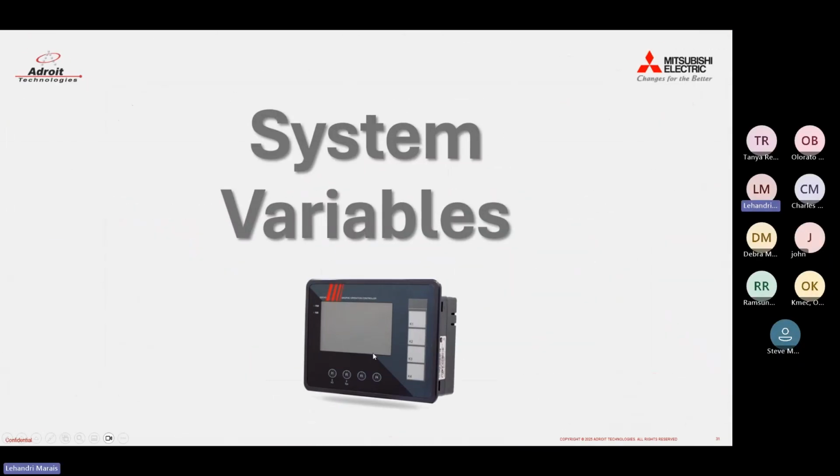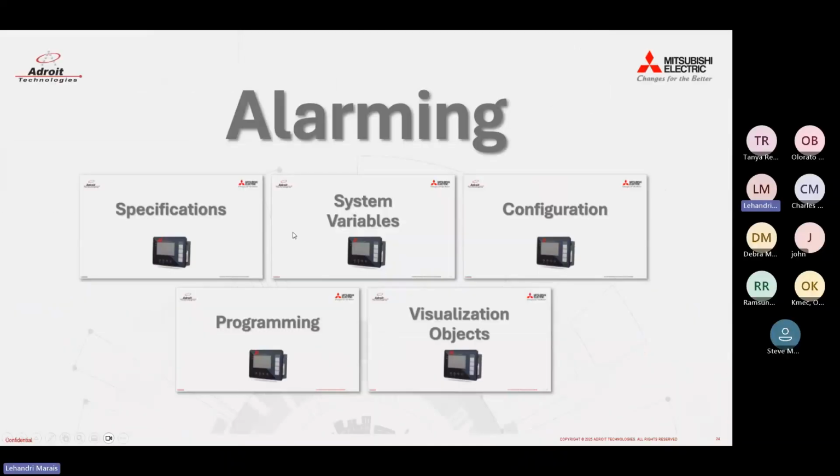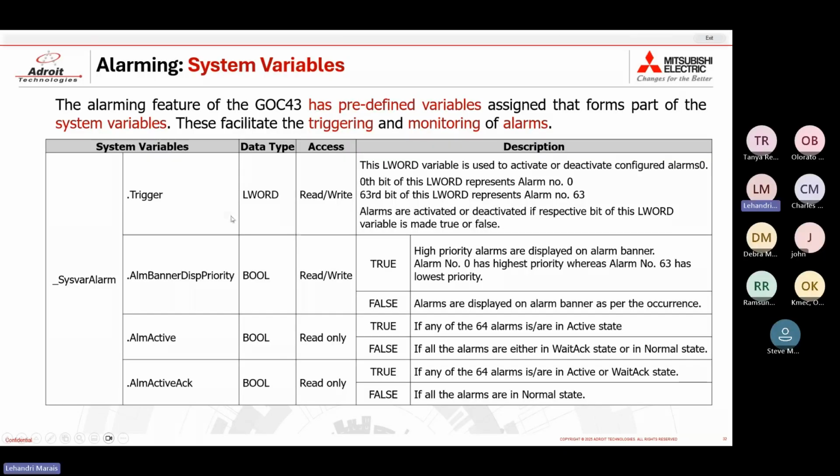Now, from the specification section, you know there are system variables assigned to the alarming feature, and these system variables facilitate the triggering and monitoring of alarm states. So the first system variable used for the alarms is the dot trigger. So it's _SysVar_Alarm.Trigger.